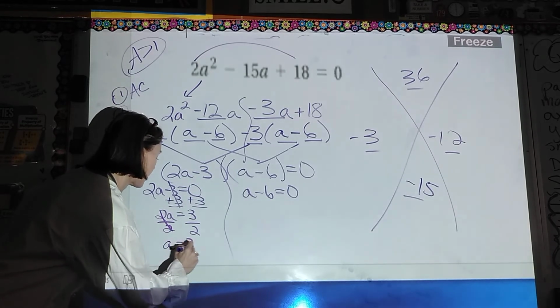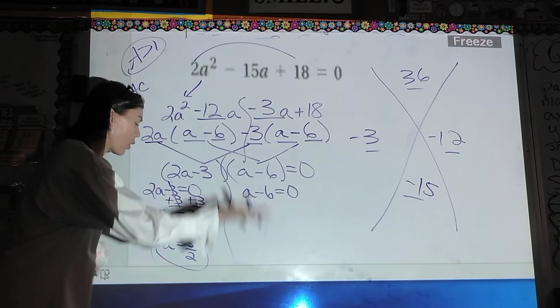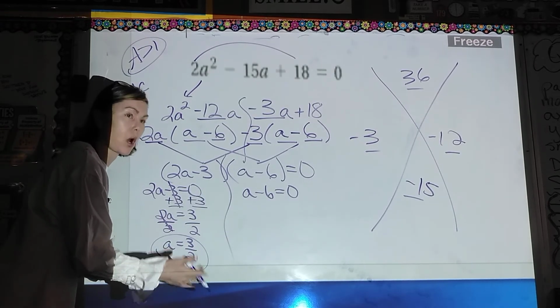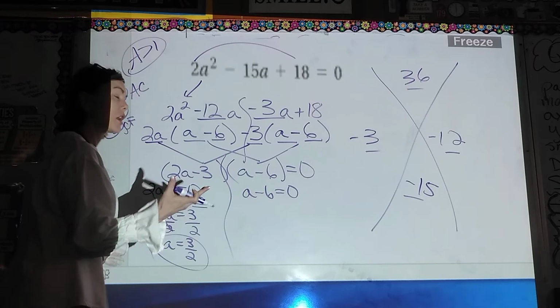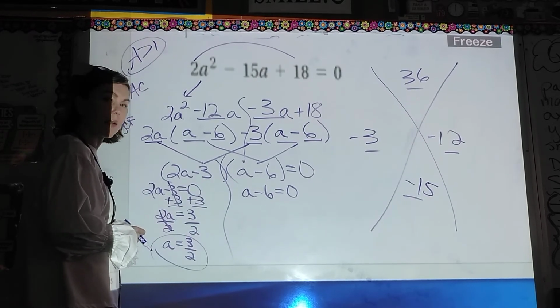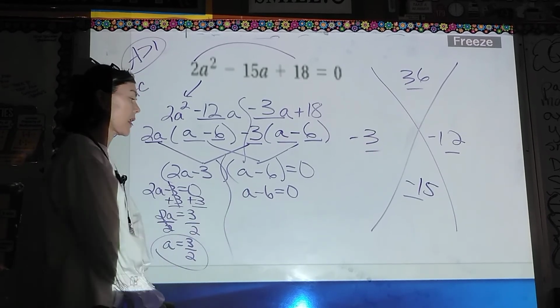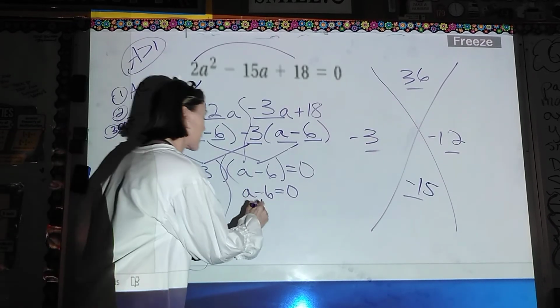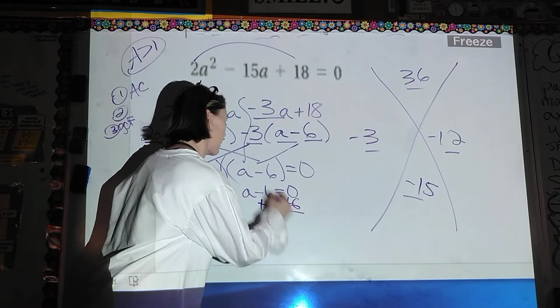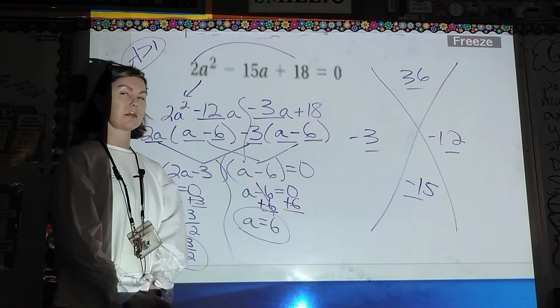A equals 3 halves. Or you could say 1.5, if you were graphing, but you can leave it at 3 halves. Okay, and what's the only step we have to do here to solve for a on this side? Add 6 to both sides. Okay, and a equals 6, and we're done.